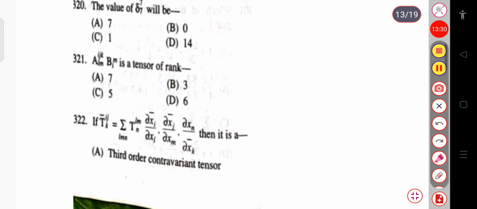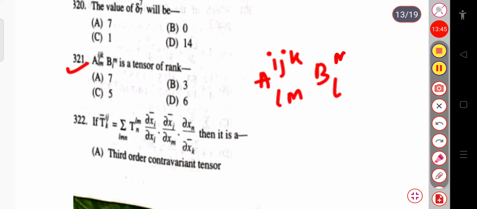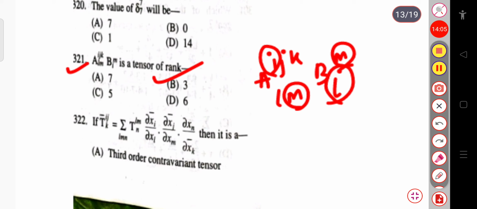Now the next question, Aijk lm Blm. It is a tensor of rank. That is, it is written Aijk lm and here Blm. Sorry, Bim. It is written just like this. So it is a tensor of rank 1. So you can see here this m and also here this is your m. This is i and this is also i. So here simply just cancelling, you will get 1, 2, 3, that is your tensor of rank 3. Okay, this is simple. Just cancel out the same term so that you will get the rank equal to 3.